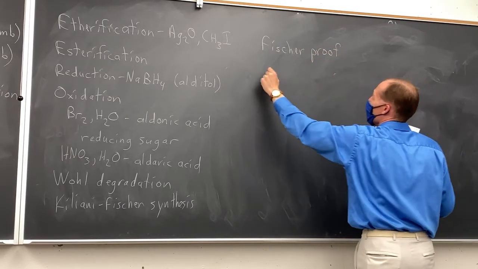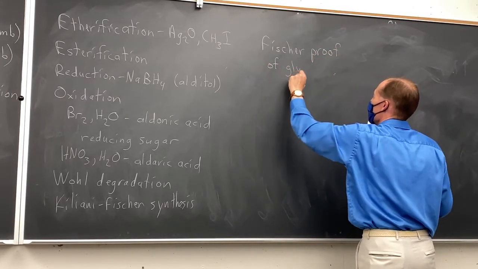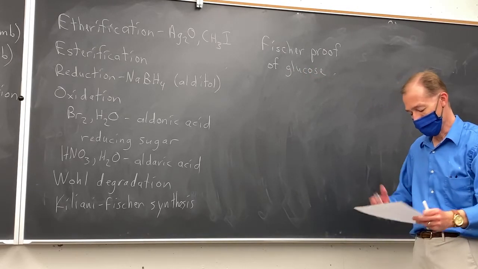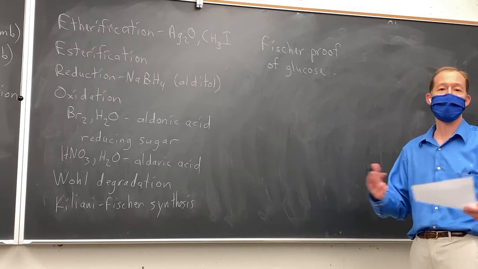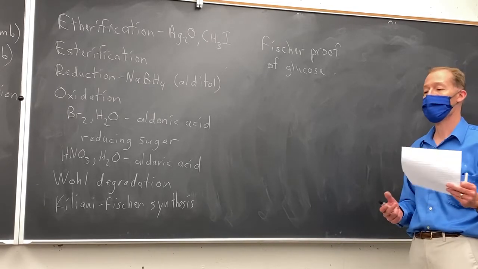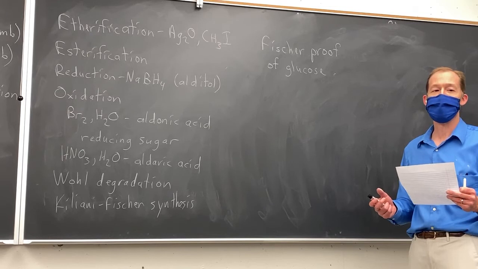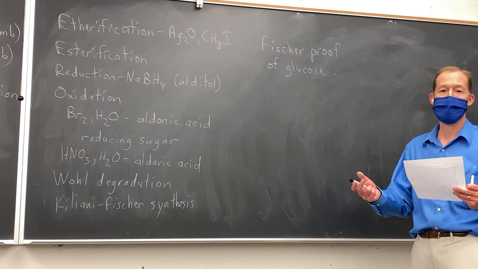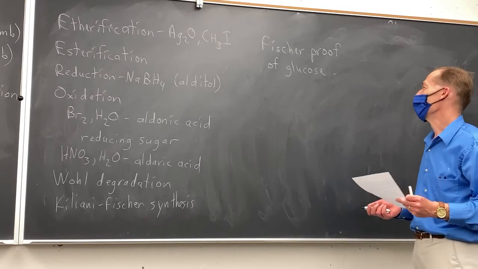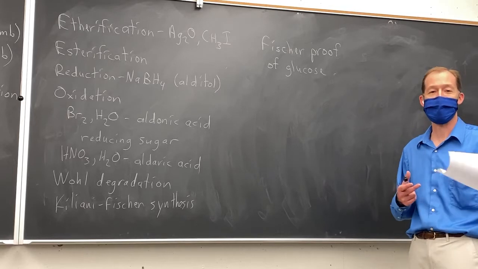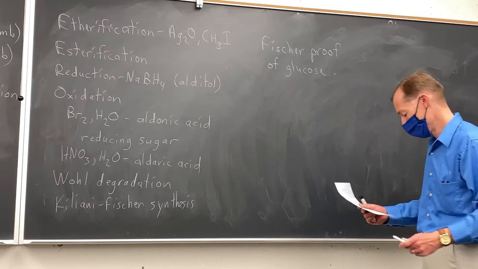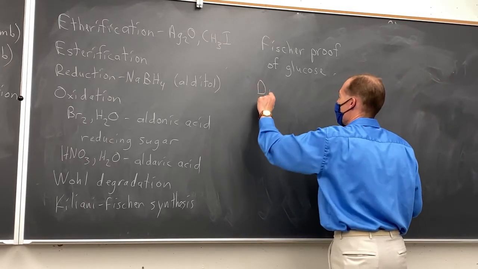Fischer's proof of the structure of glucose. And so the important thing to know there, don't memorize the proof, but just understand the concepts. Understand how he was able to use chemistry, use chemical reactions in conjunction with whether or not compounds would be chiral or meso compounds to determine the structure of glucose. And you saw some of that on the take-home quiz. There was a problem incorporating some of those principles. Okay, so that concluded the section on monosaccharides.